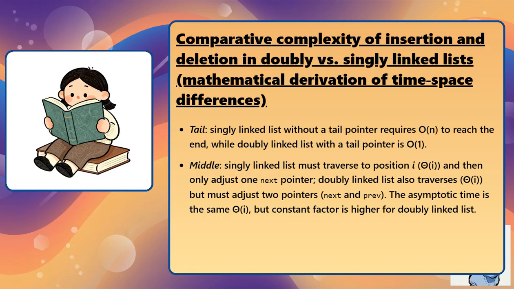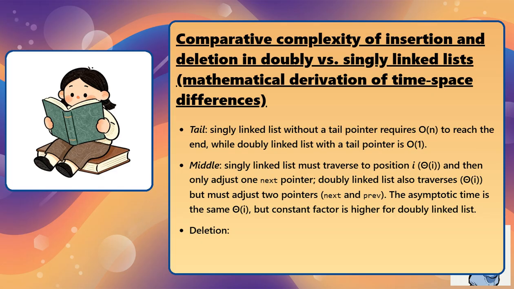Middle: singly linked list must traverse to position i, Θ(i), and then only adjust one next pointer. Doubly linked list also traverses Θ(i), but must adjust 2 pointers, next and previous. The asymptotic time is the same, Θ(i), but the constant factor is higher for doubly linked list.